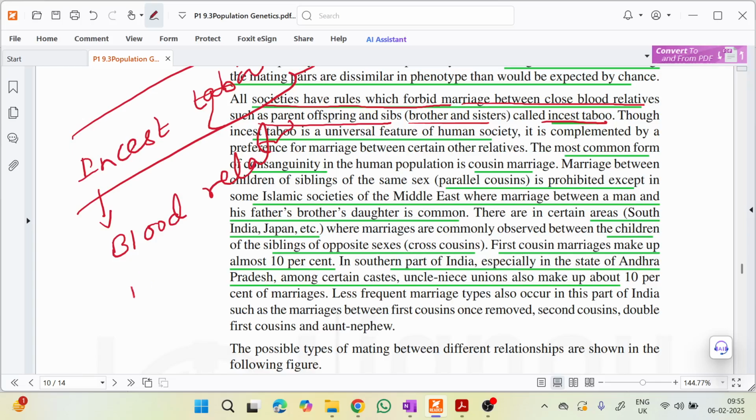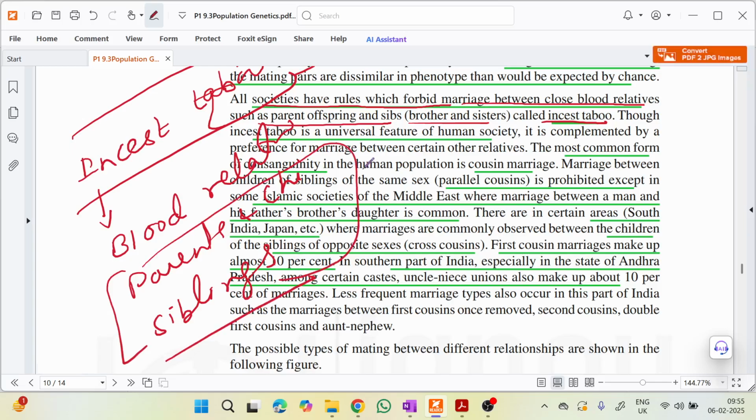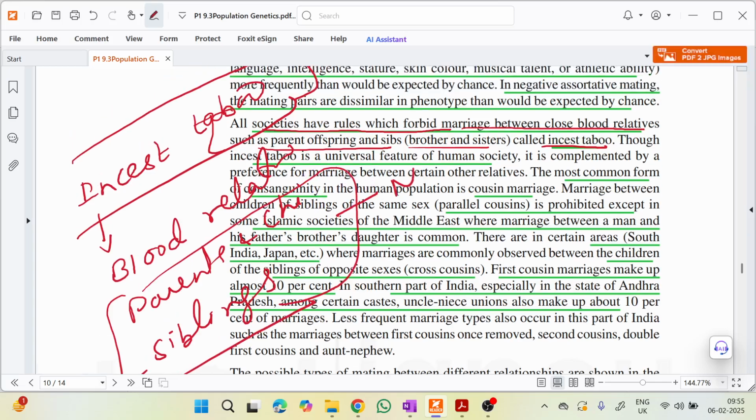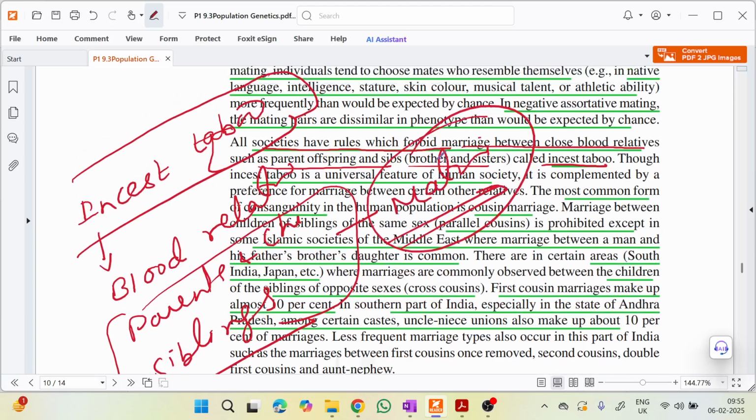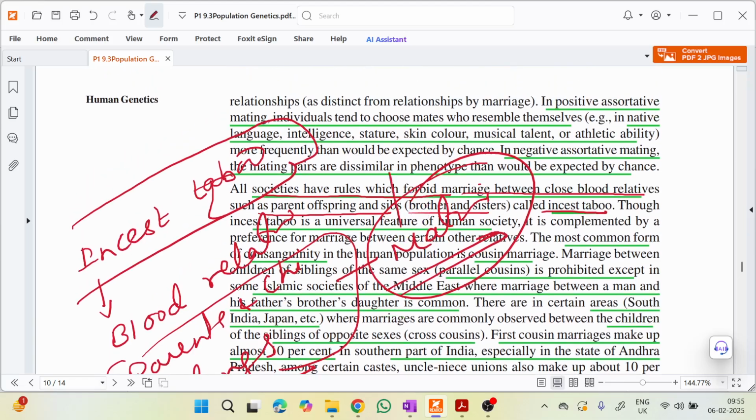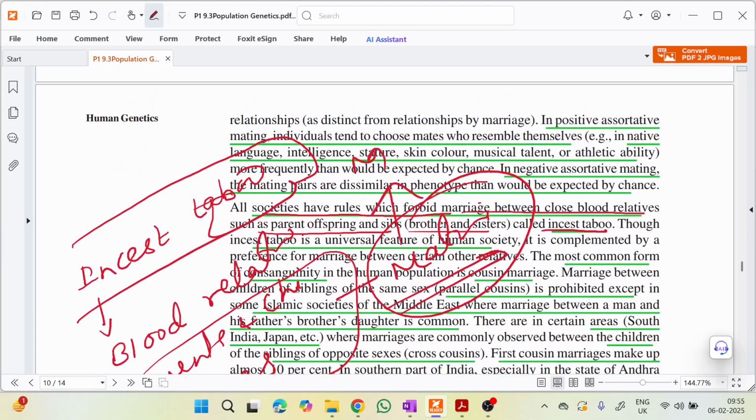especially between parents and children and siblings. These are strict relations. As I have said, it is a strict prohibition of mating patterns. And mating is a part of marriage as an institution.